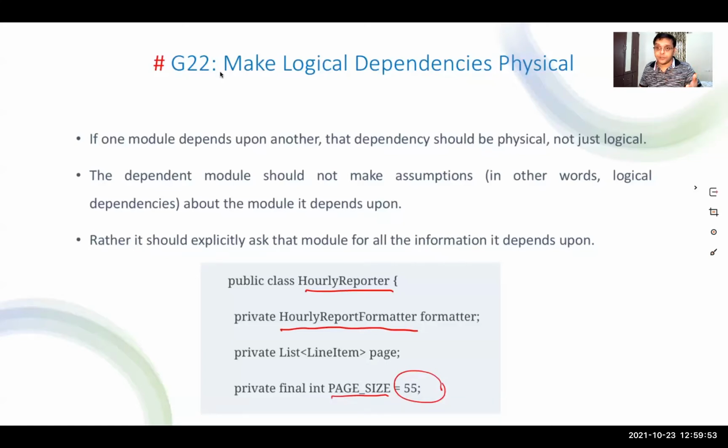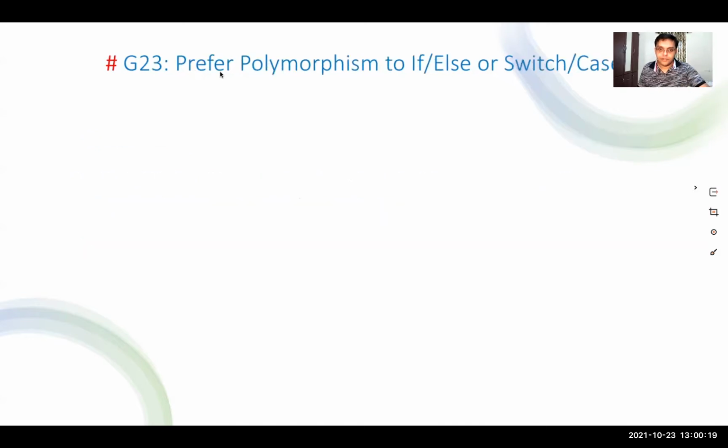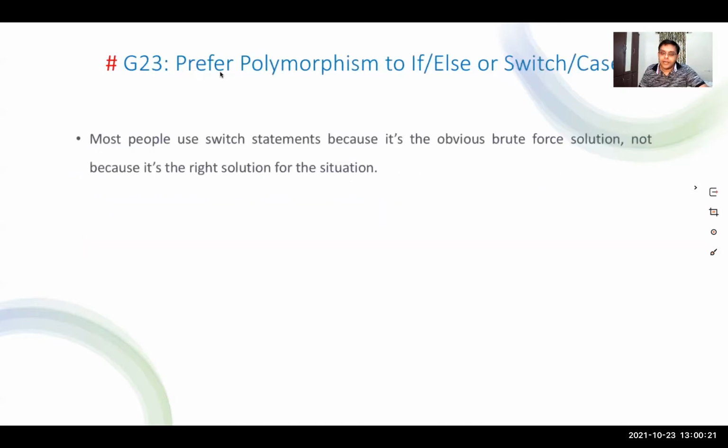I need not assume that page size will always be 55. I should delegate these things to the formatter. For me, getting the data and giving it to the formatter for formatting or printing, the size of the page and all other things should be decided by the formatter. If I am doing it like this, this is a kind of logical dependency. I'm assuming the page size may be 55, so this also runs into problems in future. And this we will try out possibly in the next class.